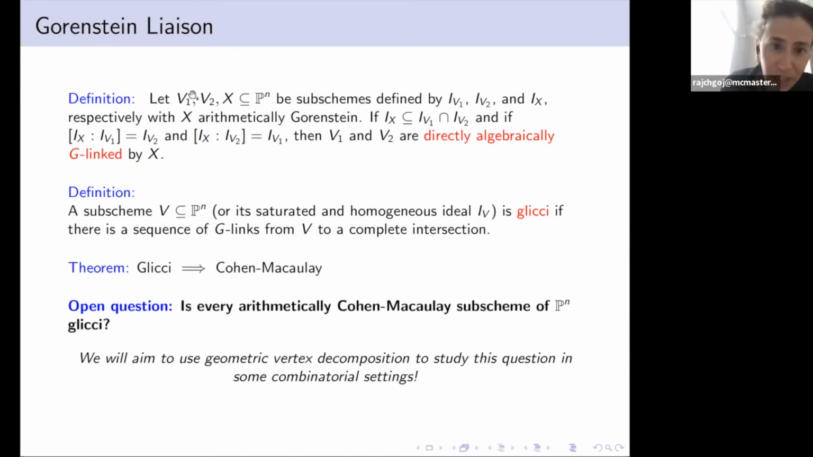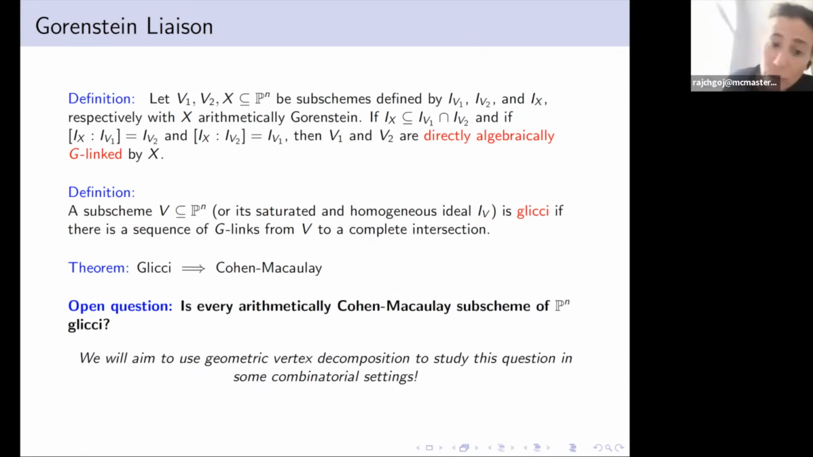So here, in the context of the previous picture, V1 would be one of the subschemes C1, V2 would be the other subscheme C2, and X would be the union. We say a subscheme V contained in P^n, or its ideal, is Gliecci if there's a sequence of G-links from V to a complete intersection, and Gliecci implies Cohen-Macaulay.